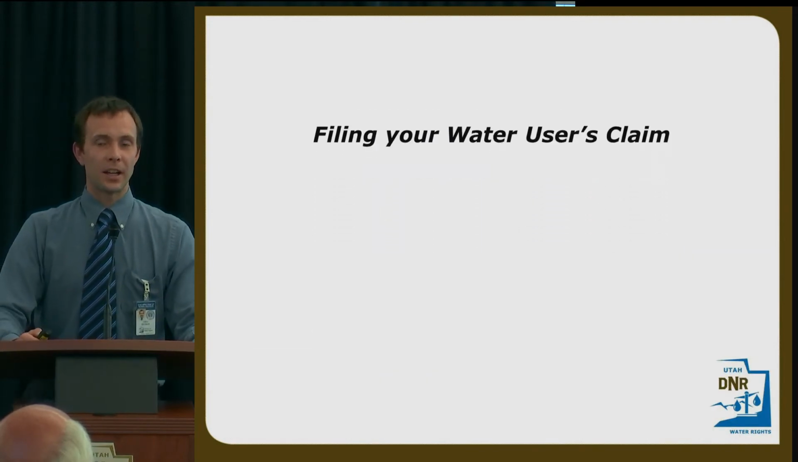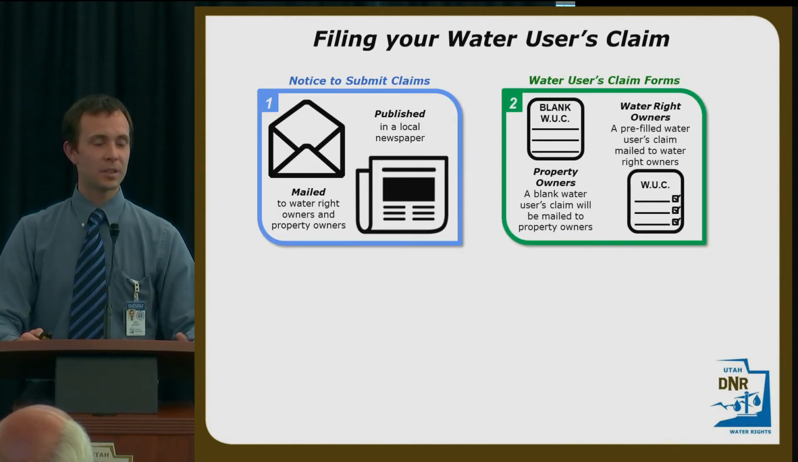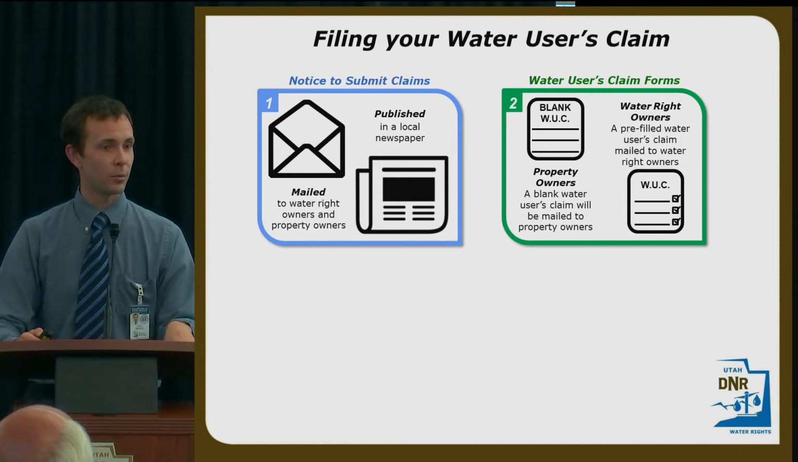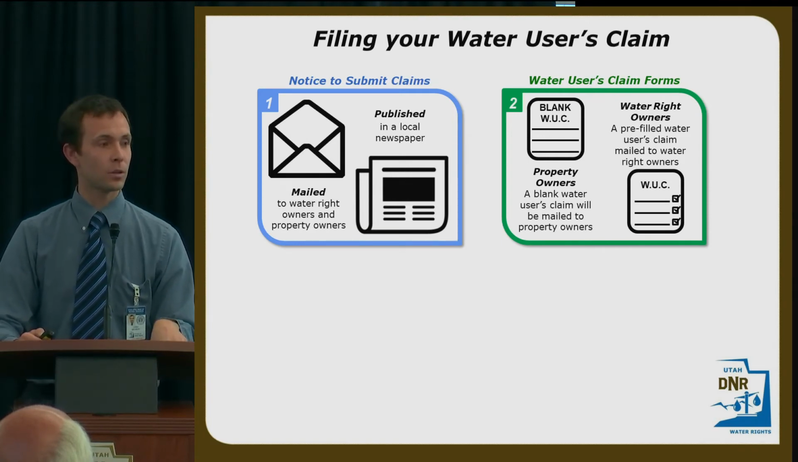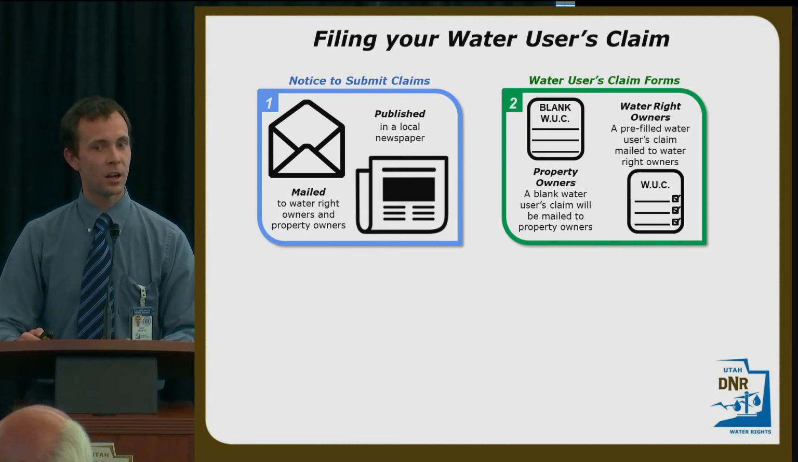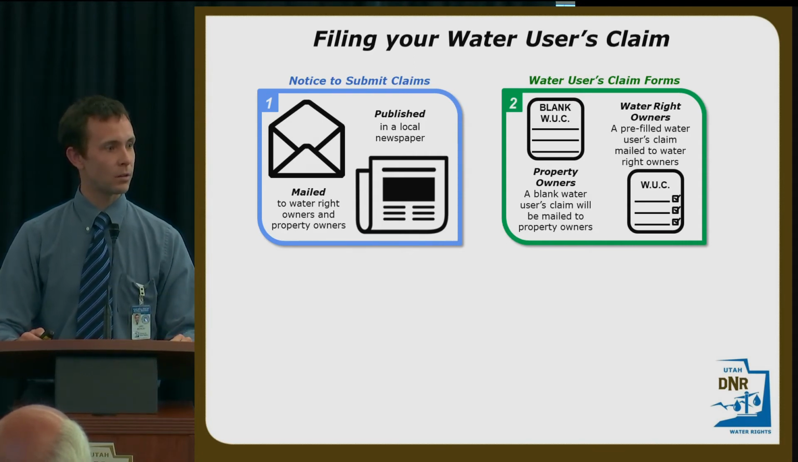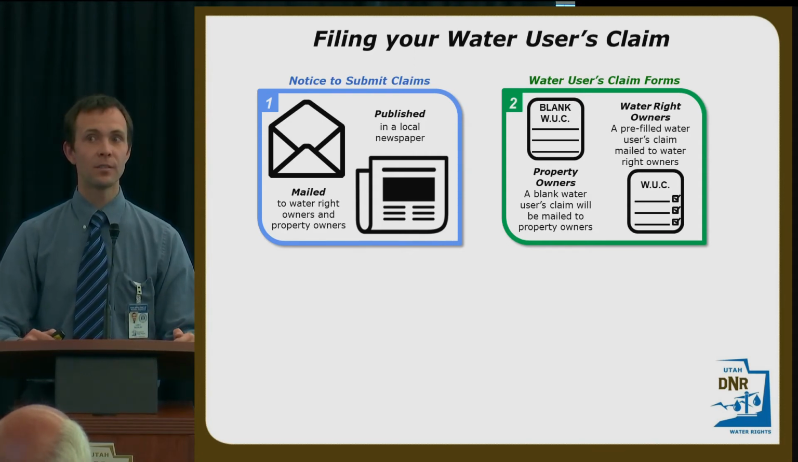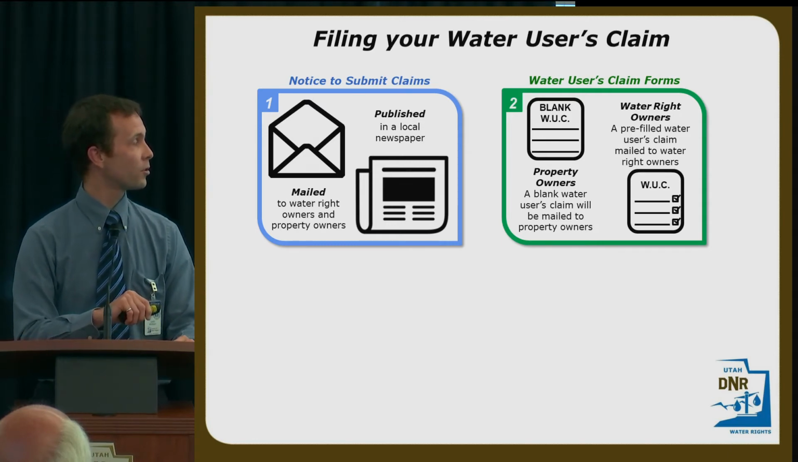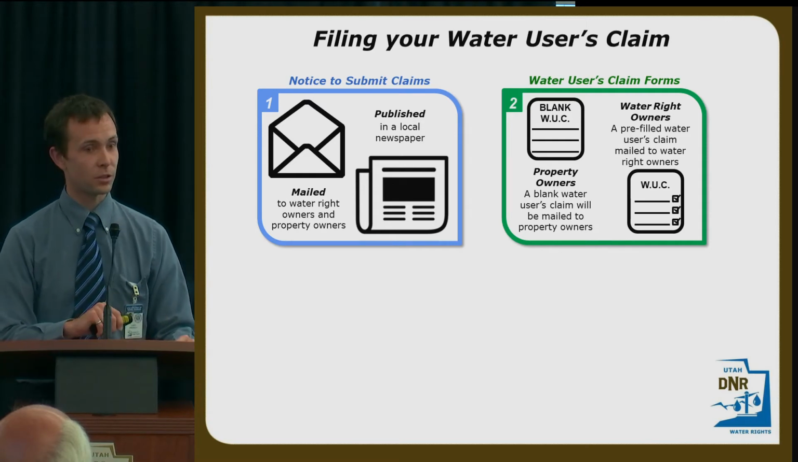So filing your claim, we will send out shortly, in a couple of weeks here, a notice that it's time to file. It'll be published in the newspapers, and we'll send with it a claim form. If it is a water right that's on our records, it will be generated out of our water rights database, and it'll have information filled in on the claim form stating where the point of diversion is, the place of use, the beneficial use.